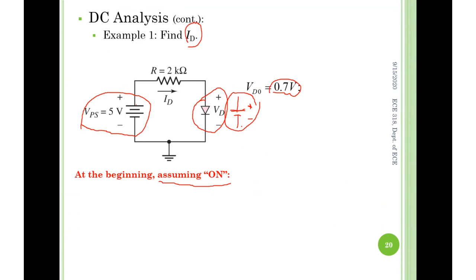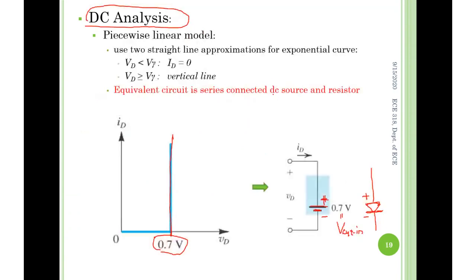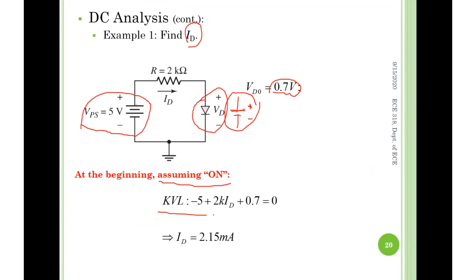The 0.7 model on this page is the on model. It's not the off model. This must be on. Once again, if it's on, then this is the model. If it's off, then it's an open circuit. Everybody knows open circuit if this is off. Pretty much the diode has two states, two versions of the model. Then one KVL equation can do the job, very straightforward. Then you're going to find the diode current, which is 2.15 milliampere.